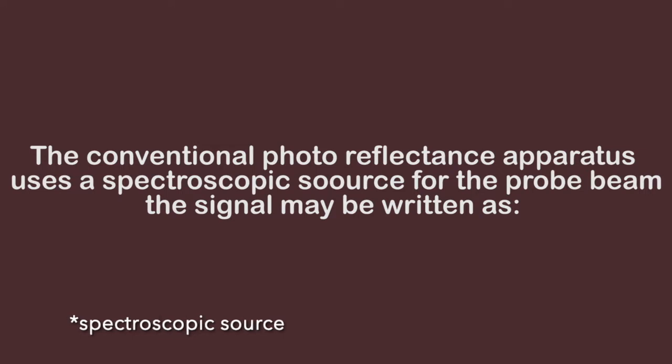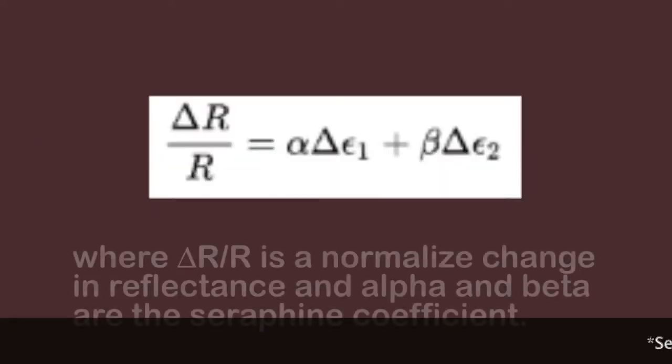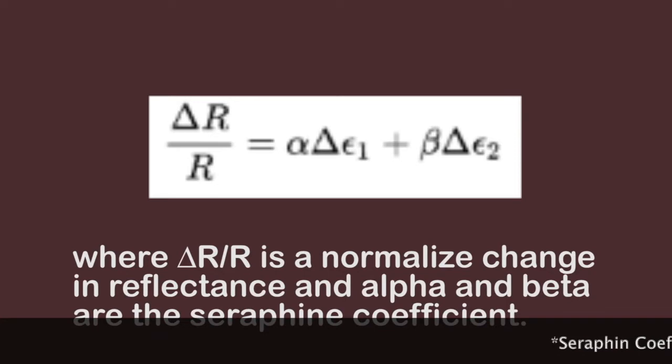The signal may be written as ΔR over R equals α Δε1 plus β Δε2, where ΔR over R is the normalized change in reflectance and α and β are the Seraphin coefficients. So let's talk about Origin Pro and the electric field.